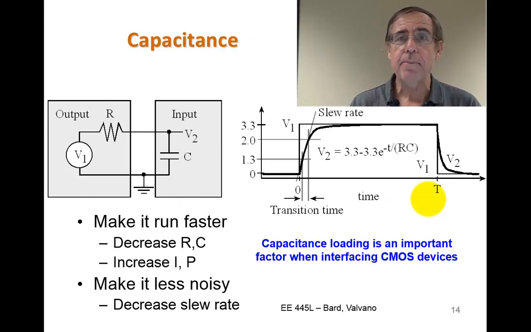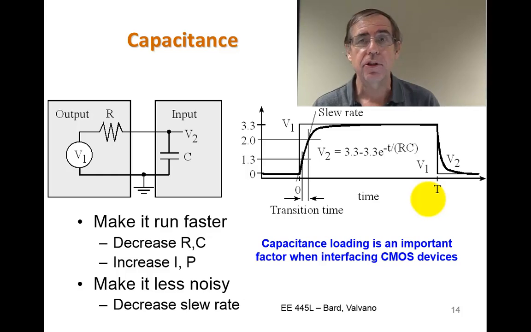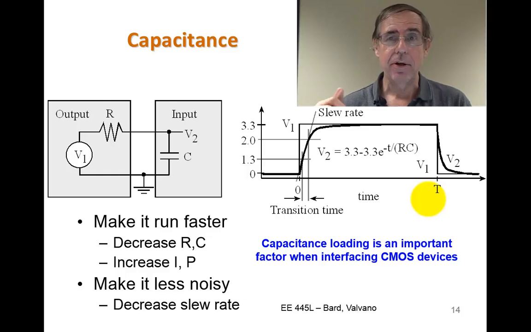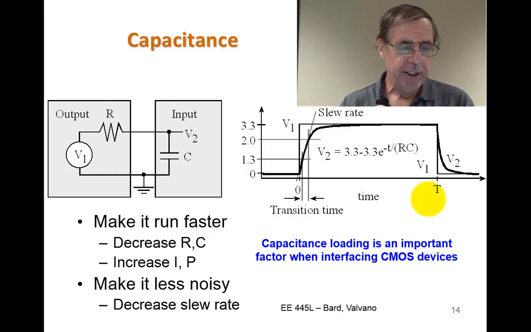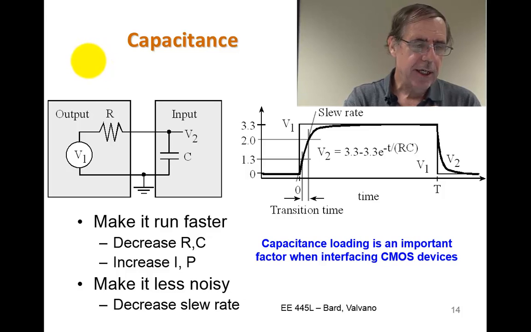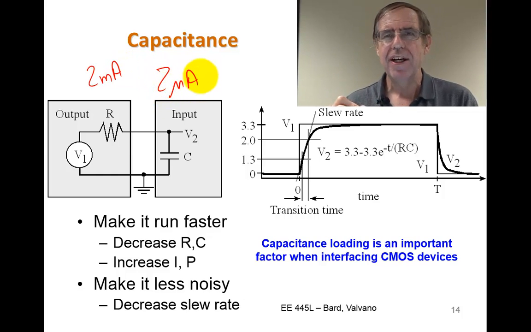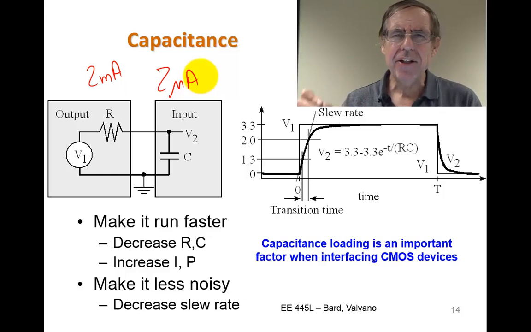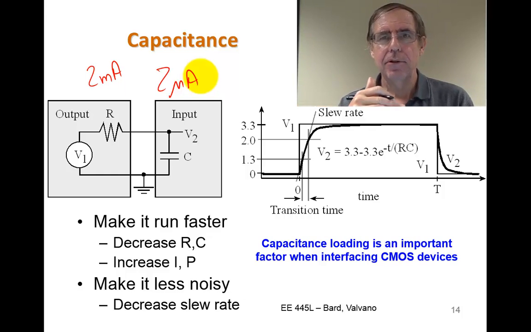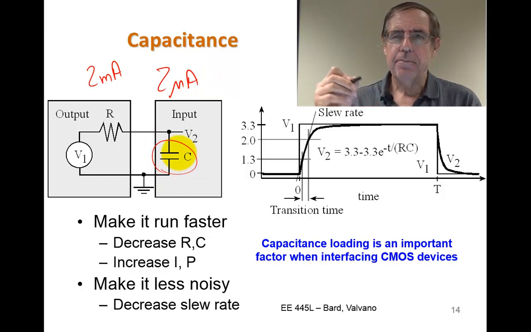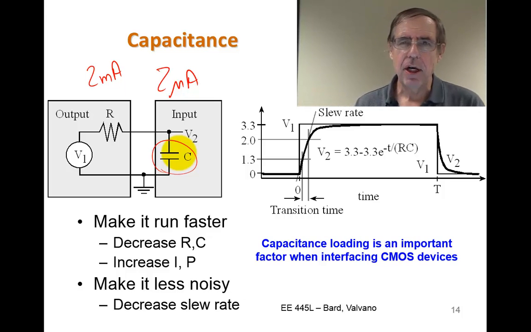Okay. Let's talk about capacitance. Capacitance is either totally wonderful or completely bad, depending upon whether you're digital, in which case it's bad, or you're analog, in which case it's good. But as it turns out, we saw that the output current of a device was about 2 milliamps and the input current was about 2 microamps. That does not mean you can connect 1,000 inputs to your output. That actually won't work, because the parameter that decides how fast it runs is going to be the capacitive load at the input.